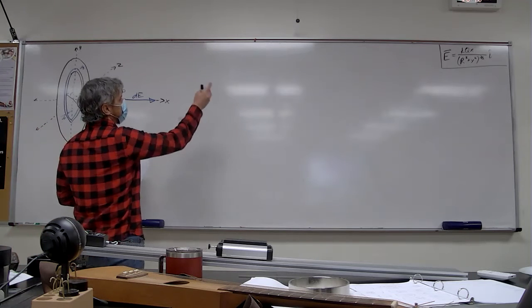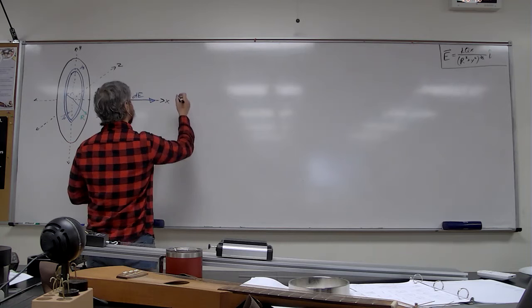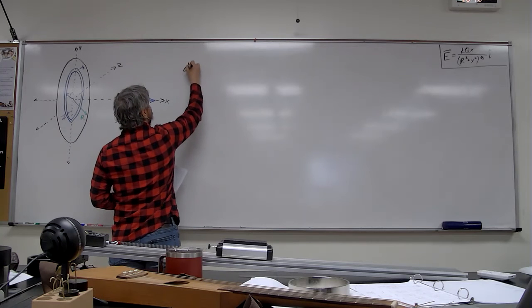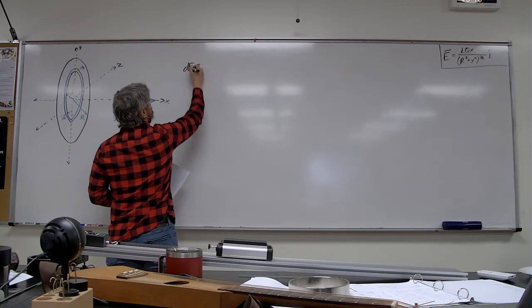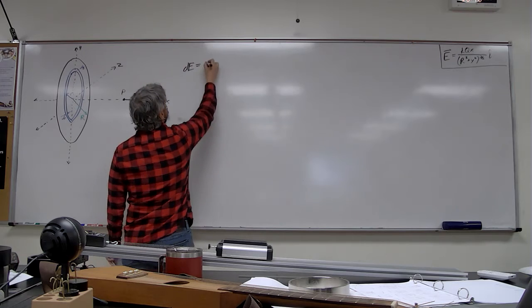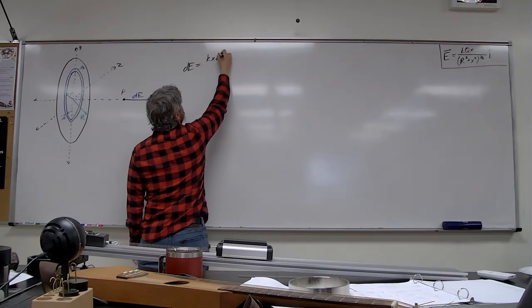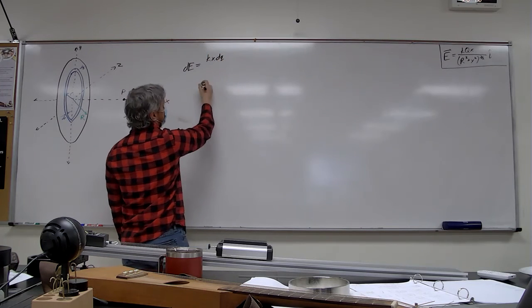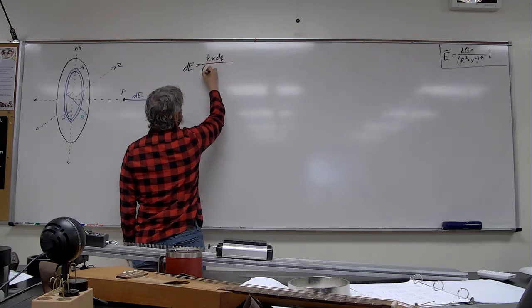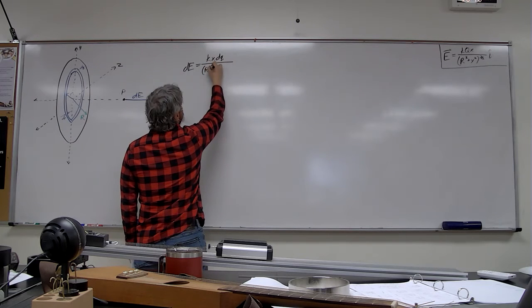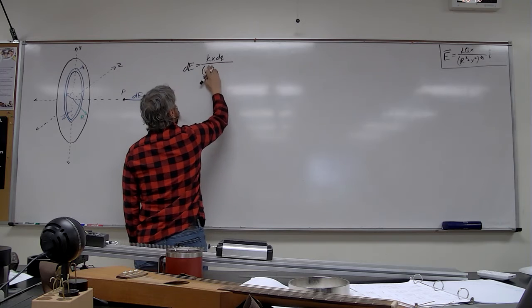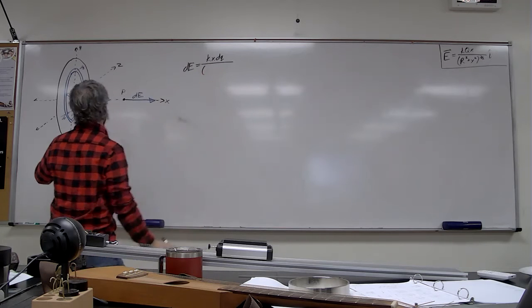So we're going to, again, use the result from the previous problem. And so we have that dE is just going to be kx dq. Put dq on the end because we're going to have to substitute over, over radius squared. Not big R squared. Little r. Here's little r squared.